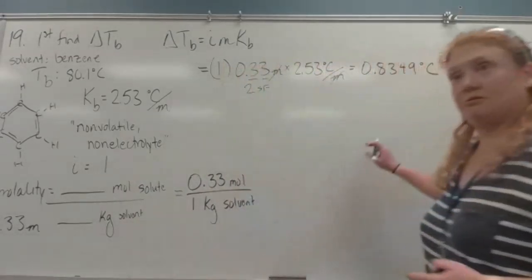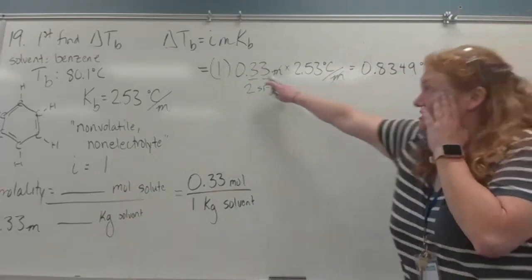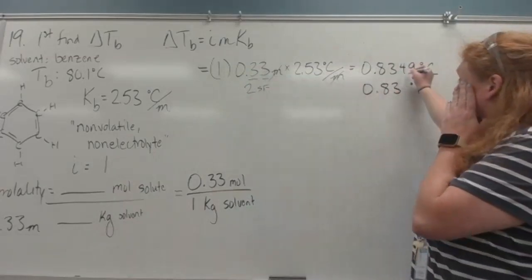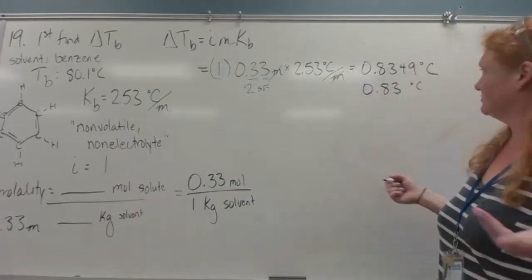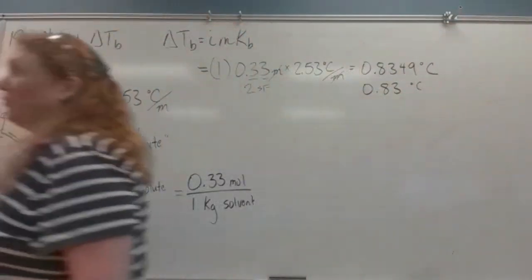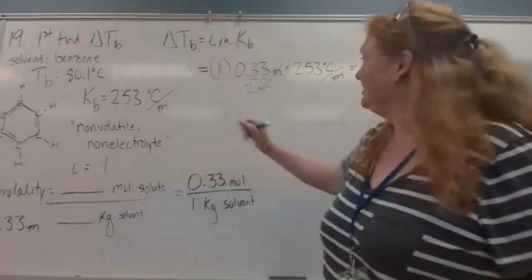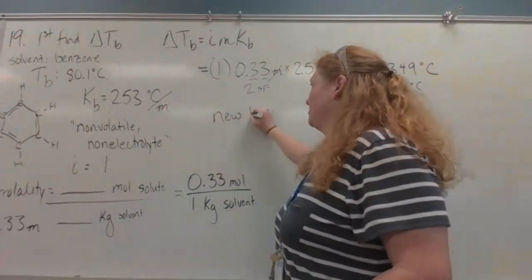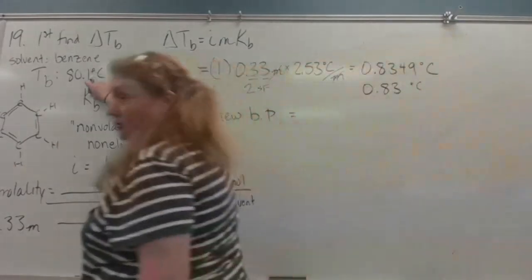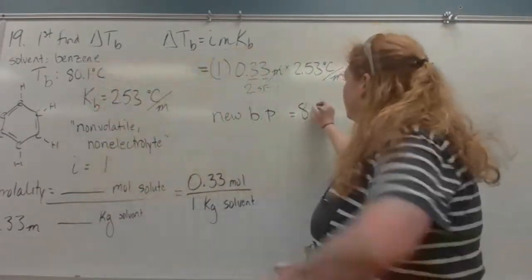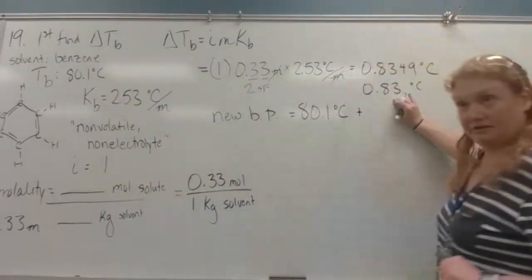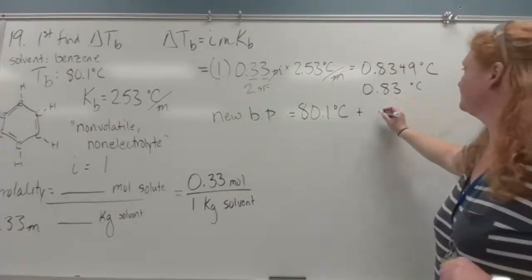So if we're going to round for sig figs, 2 sig figs. So 0.83, because that 4 doesn't round that 3 up. But again, is that the new boiling point? That's just how much the boiling point changes. So the new boiling point is pure solvent plus the amount it elevates.